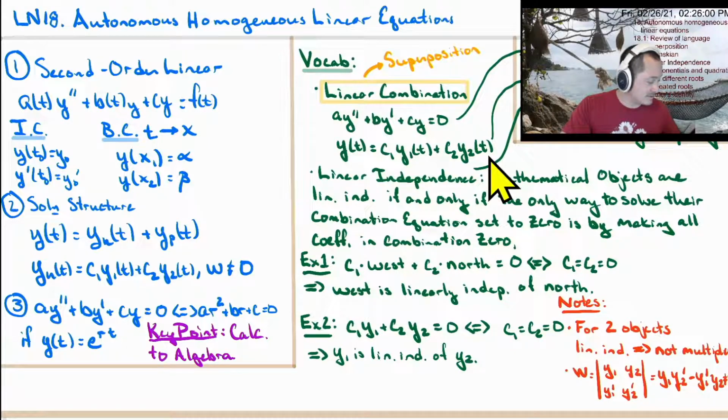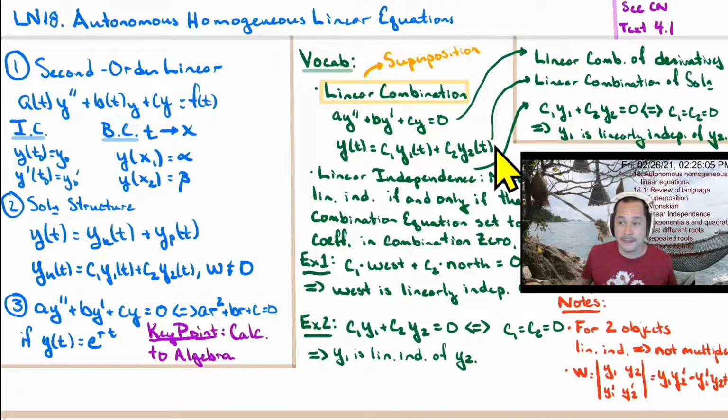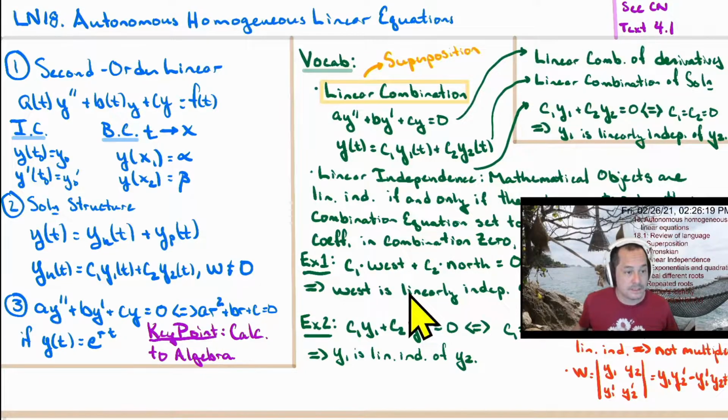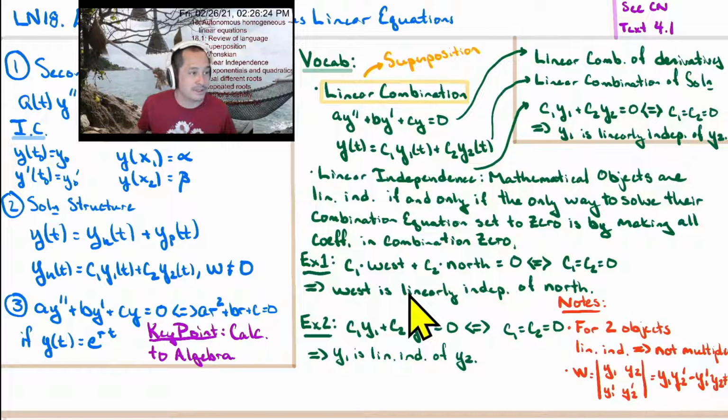So if I were to give some language here, I would say that this first equation here is the linear combination of derivatives. This second equation here is the linear combination of solutions. That is language that's common in mathematics, and the sooner we get down with that language, the better off we'll be. It's used all the time in mathematics. Take the thing, multiply by a constant, add it to another thing multiplied by a constant.